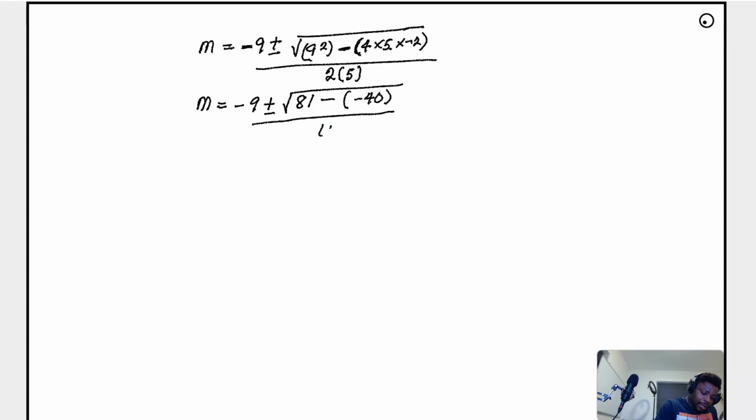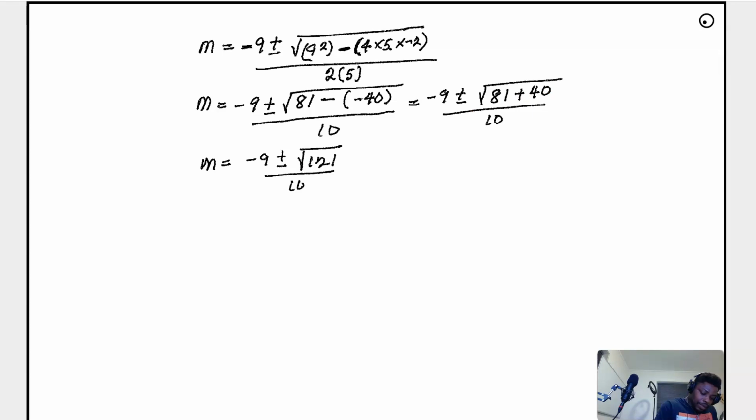Over 2 times 5 is 10. Okay, so this is minus 9 plus or minus 81. So 81 minus times minus, that is plus, that is 40 over 10. So m, that is minus 9, okay, plus or minus. If you add this together, that is square root of 121 over 10.